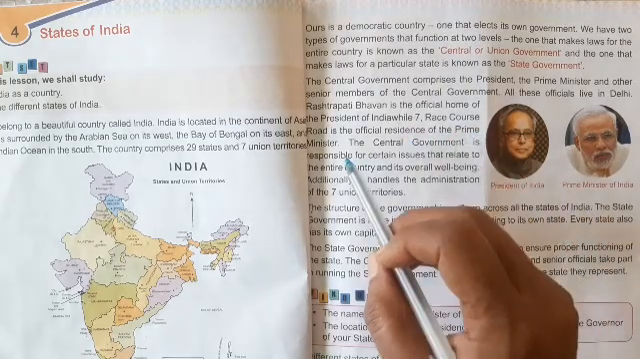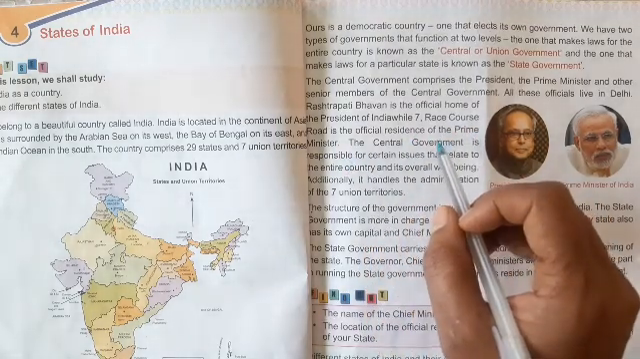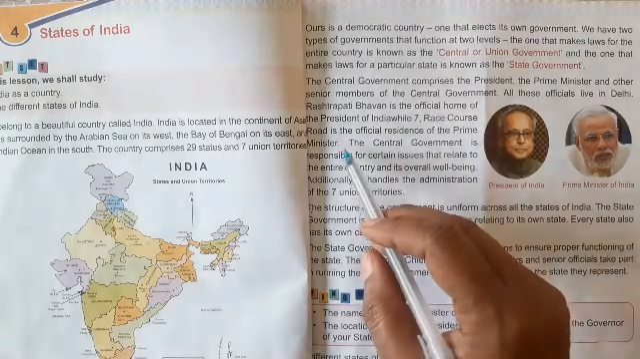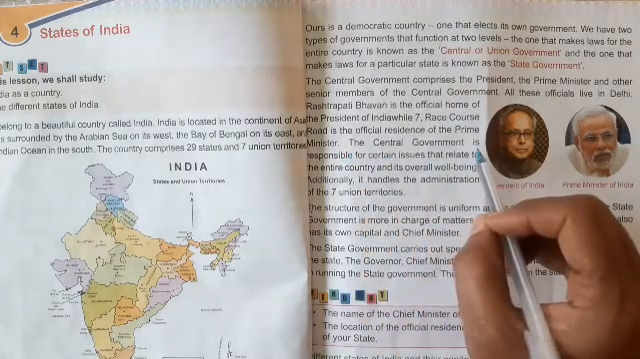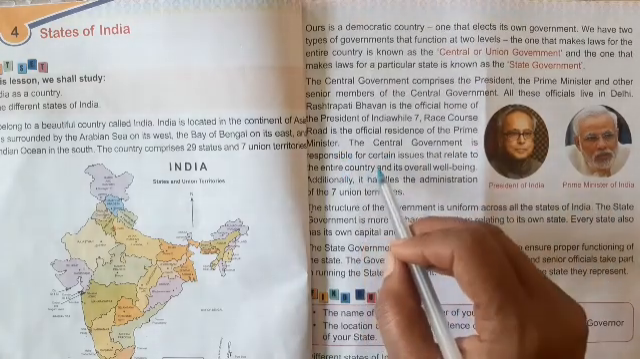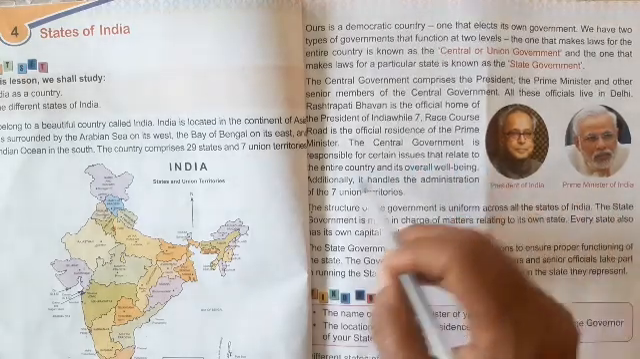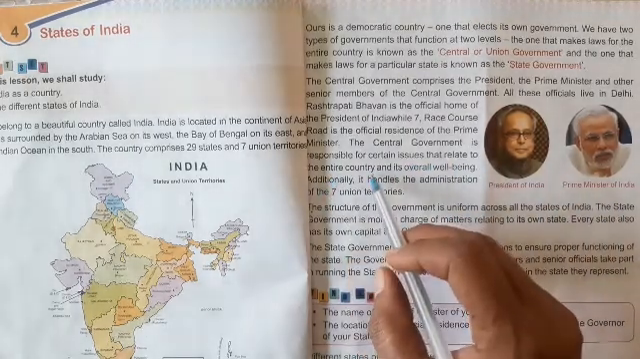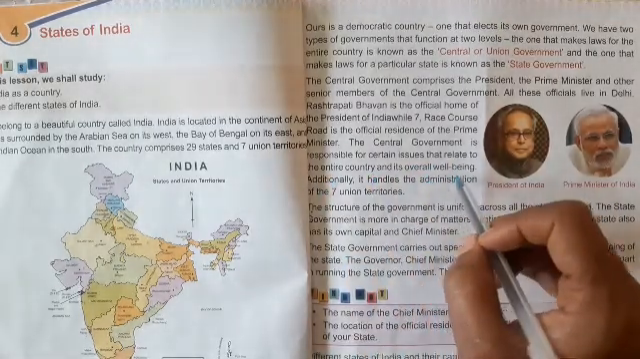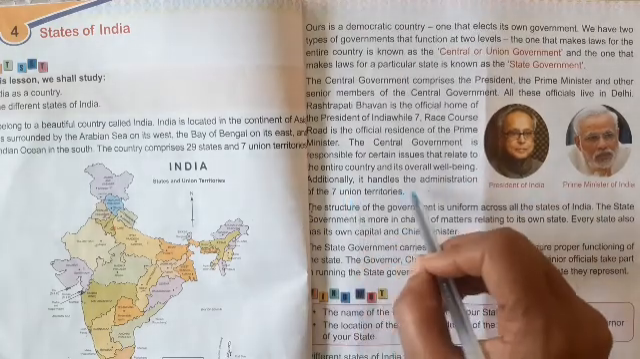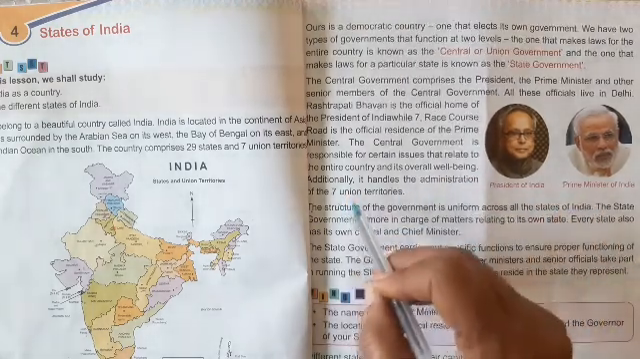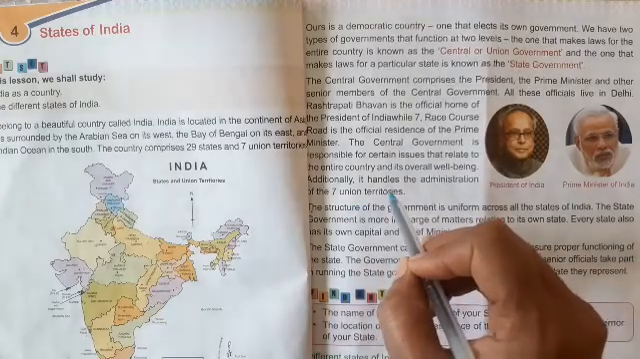7 Race Course Road is the residence of the Prime Minister. The central government is responsible for certain issues related to the entire country and its overall well-being. Additionally, it handles the administration of the 7 union territories.